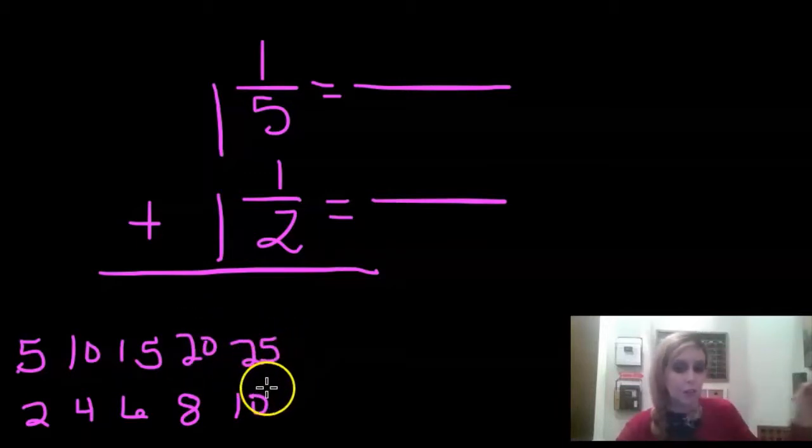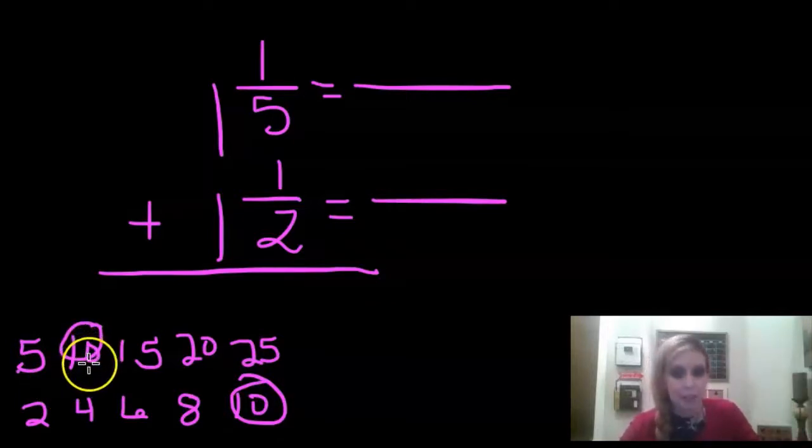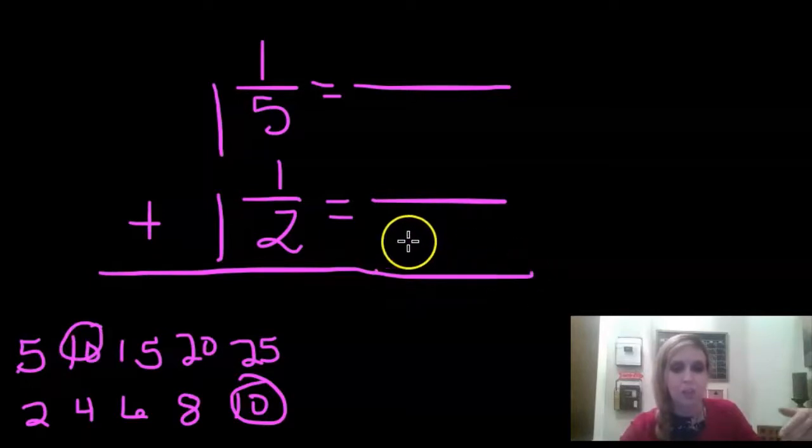Now we need to look for the ones in common. Oh, all right, 10 and 10. That is also the least common multiple. So that is my least common denominator. That's what I'm going to change my denominators to, 10.